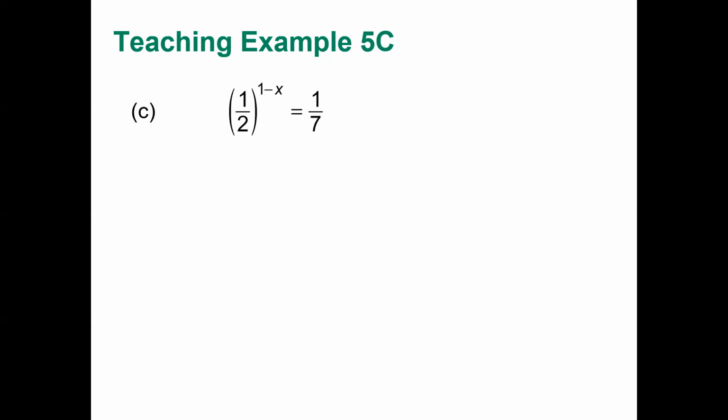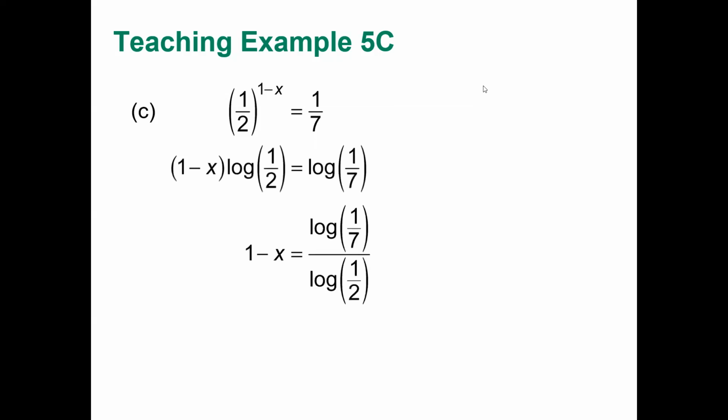But here we go. So we have 1/2 to the 1 minus x. And notice here, I cannot just focus on the powers because the bases aren't the same. So I'm going to go ahead and take the log of both sides. I chose to do this problem showing that you can do it with common log as well as natural log. When I take the log of both sides, that sets my power free and turns it into a factor. And so now I have 1 minus x log of 1/2 equals log of 1/7.